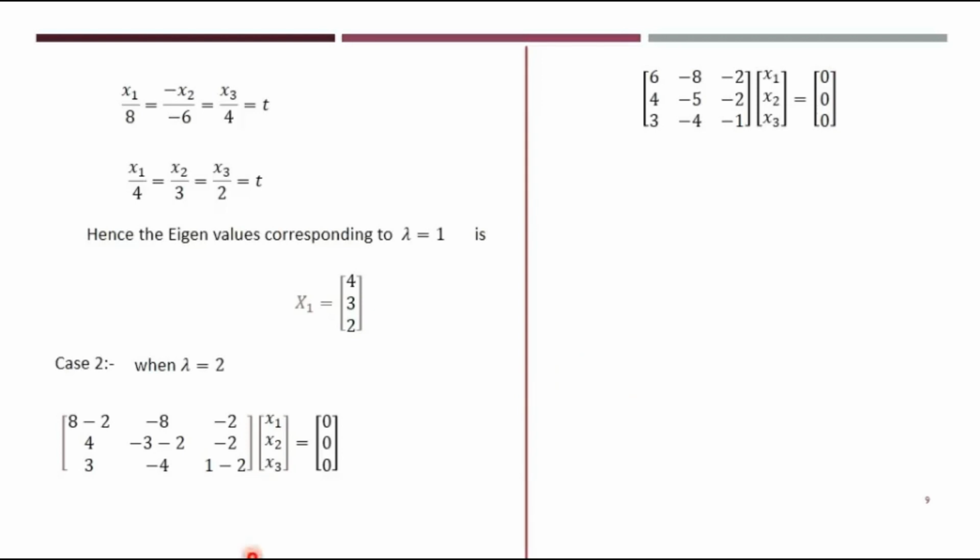Again, once you get the matrix, write the equations corresponding to these matrices. We have 6x1 minus 8x2 minus 2x3 equal to 0. Equation 1. Second row, 4x1 minus 5x2 minus 2x3 equal to 0. Third, 3x1 minus 4x2 minus x3 equal to 0.